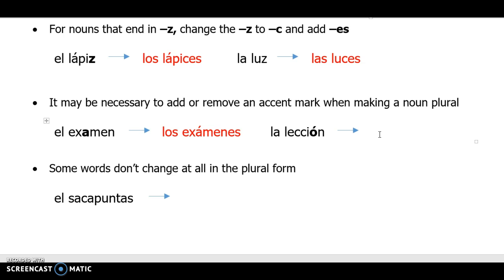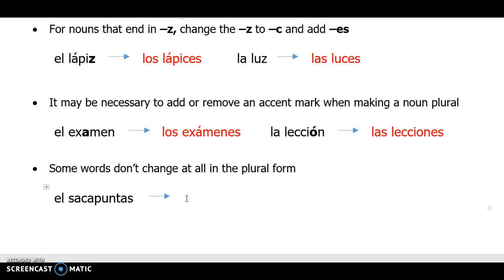La lección. We're gonna make that lose the accent mark. La lección becomes las lecciones. And there's a reason why. We'll talk more about it later. Not important right now. Last but not least, you have some that don't change at all in the plural. Like the word deer in English. Like one deer in the field, ten deer in the field.